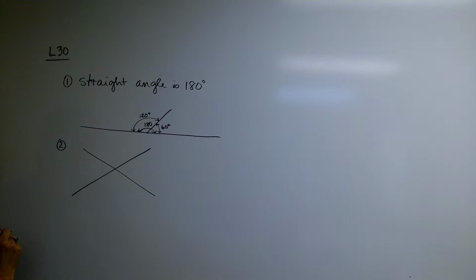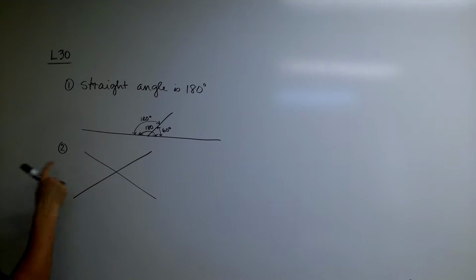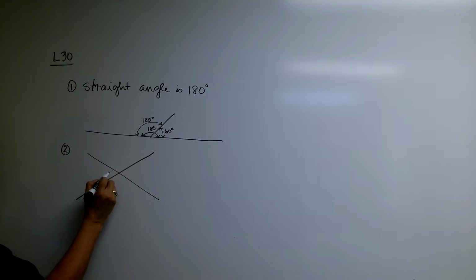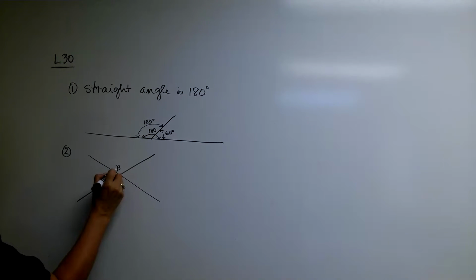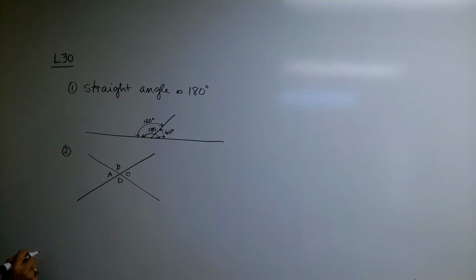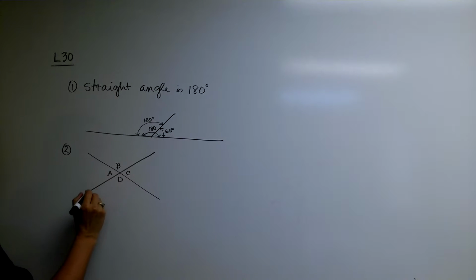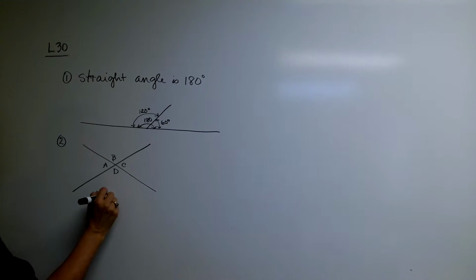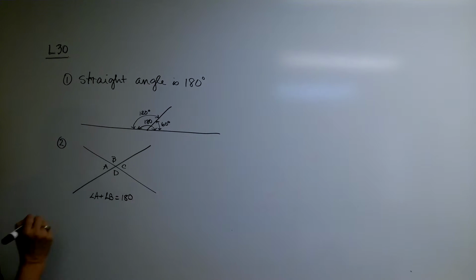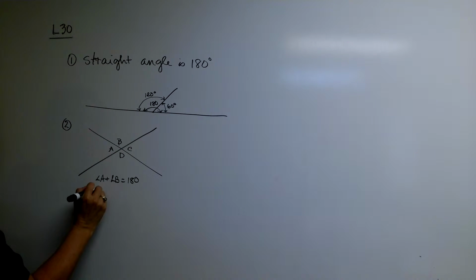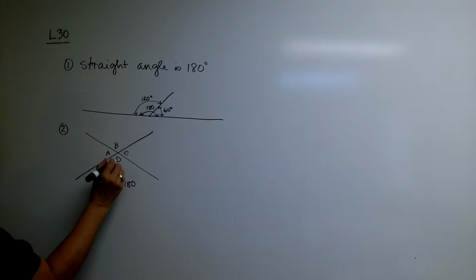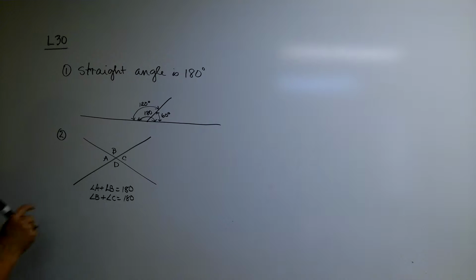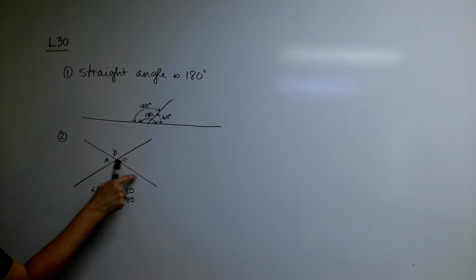The second one is opposite angles. When two lines intersect, opposite angles are congruent. So if I have this is A, B, C, and D, you will notice that angle A plus angle B equals 180, and angle B plus angle C equals 180. That's a straight angle, that's a straight angle.